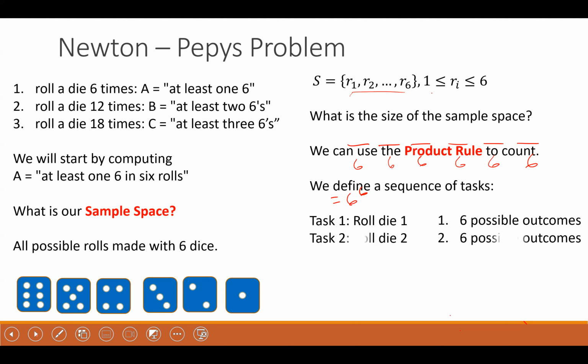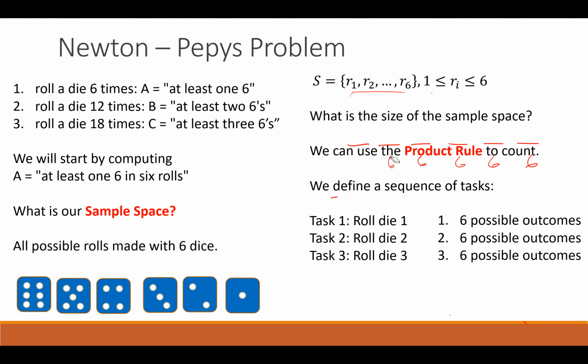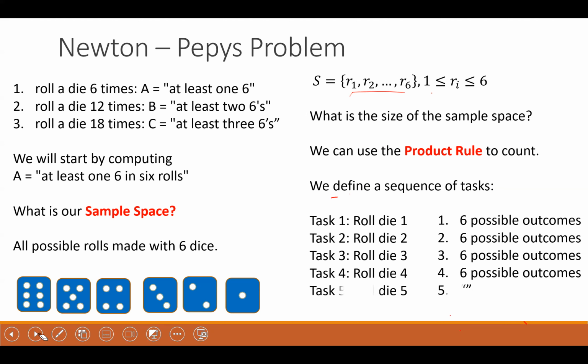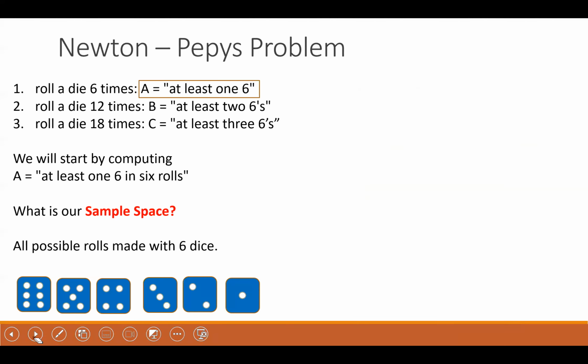Yes. Sequence of tasks, roll 1, die 1. If we did it more formally using the product rule, you can break it down into a sequence of tasks, but they're exactly the same as what I just showed you, right? I'm choosing which value is on my first die, which value is on my second die, etc. And I get 6 to the power 6.